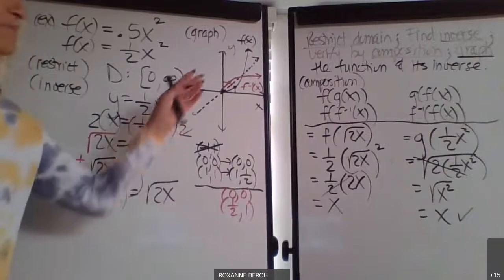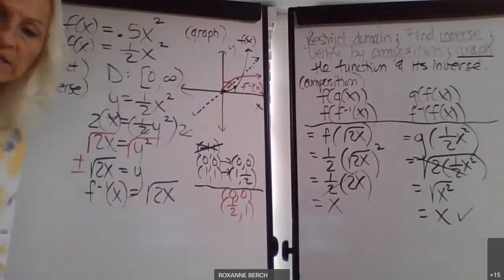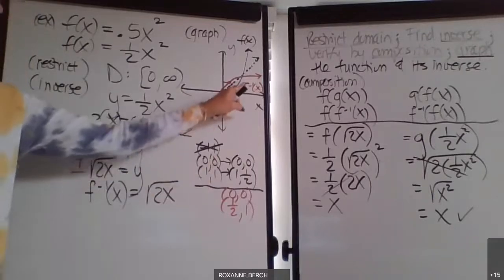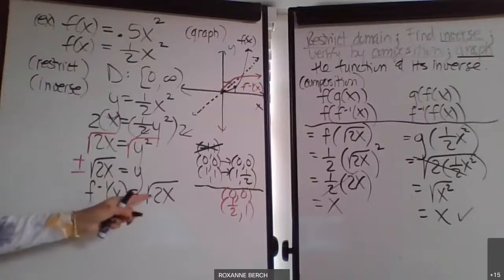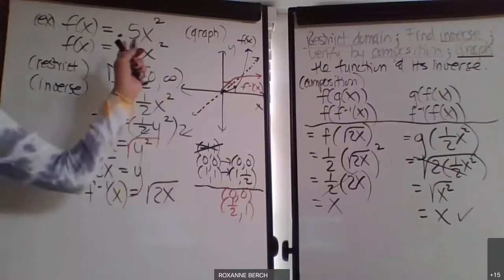So notice how the black graph F reflects over the identity. The black is half the parabola that's been restricted, and the red one is the square root function with the negative omitted because of the restriction of the parabola.